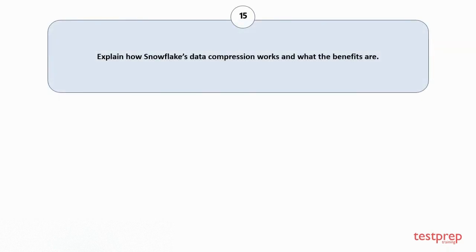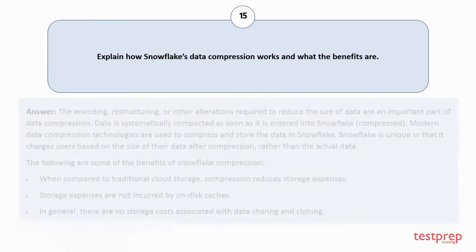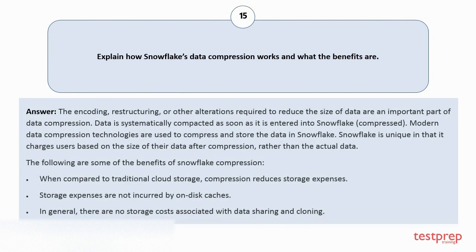Question number 15. Explain how Snowflake's data compression works and what the benefits are. Your answer is the encoding, restructuring, or other alterations required to reduce the size of data are an important part of data compression. Data is systematically compacted as soon as it is entered into Snowflake. Modern data compression technologies are used to compress and store the data in Snowflake. Snowflake is unique in that it charges users based on the size of their data after compression, rather than the actual data. The following are some of the benefits of Snowflake compression.